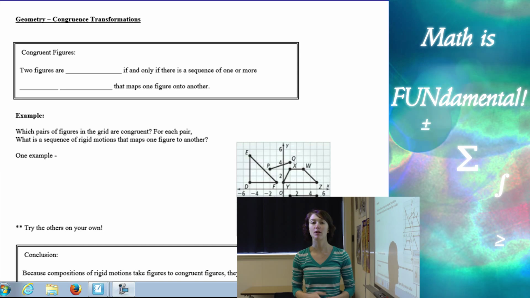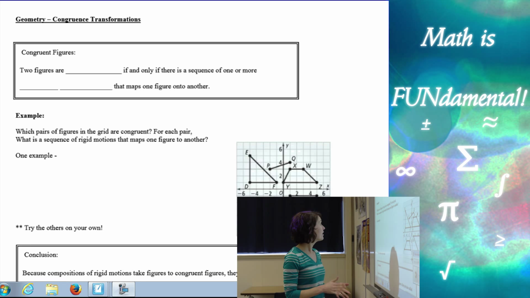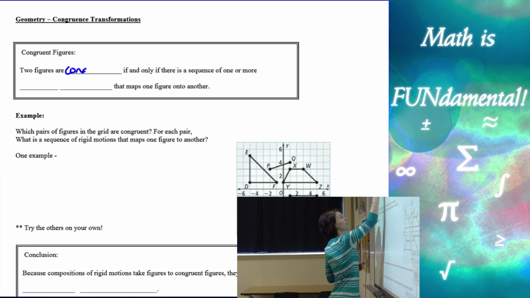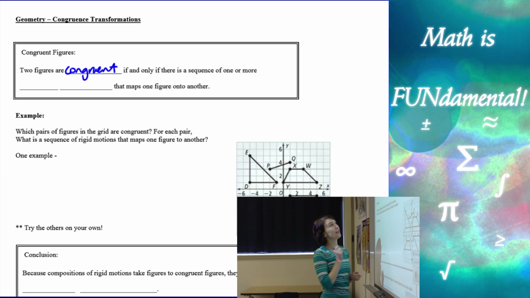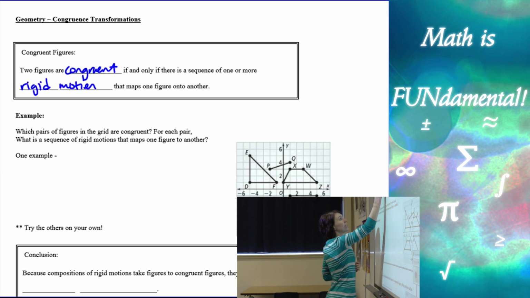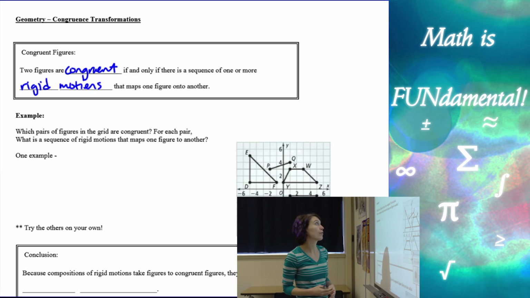Today we're going to be talking about congruence transformations. Two figures are congruent if and only if there's a sequence of one or more rigid motions, or we can call those isometries, another word for rigid motions, that maps one figure onto another. Rigid motions were defined in a previous video, but just a quick recap, it means that you take one figure to another and it doesn't change size or shape, so you use transformations to do that.